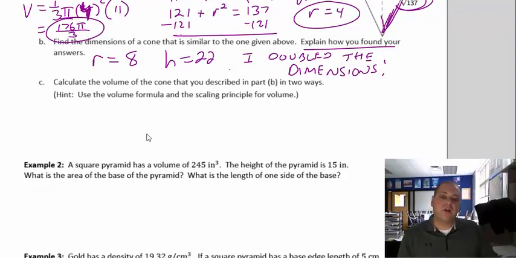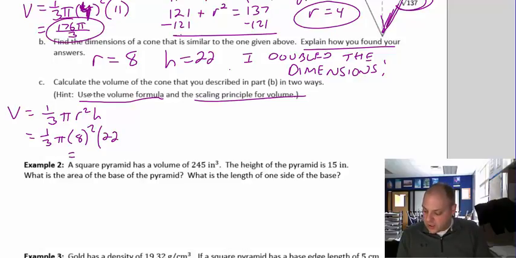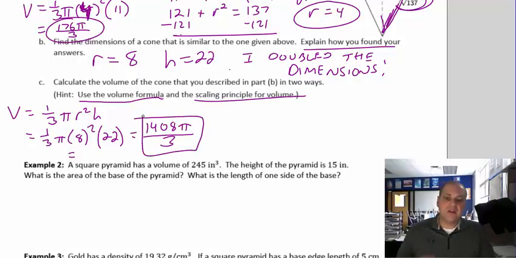All right, now calculate the volume of the cone you described in part B in 2 ways. First, use the volume formula, and then use the scaling principle for volume. So this is good practice here. So we're going to use our volume formula. So it's 1/3 pi r squared h. 1/3 pi, r is 8, 8 squared times the height is 22. And that comes out to be 1408 pi over 3, to be exact.